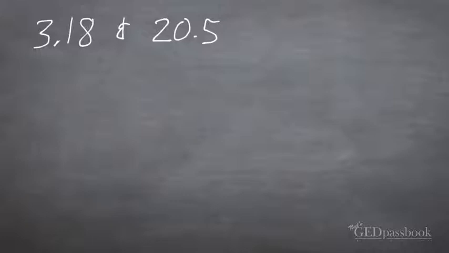Line them up. Line what up? The numbers, without the decimals. Good. So ignore the decimals. Treat it as if they were whole numbers, right? 318 and 205.